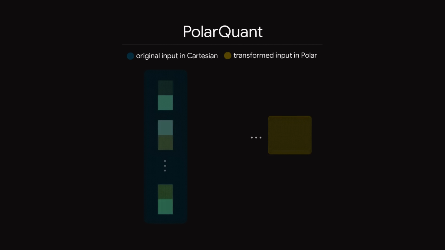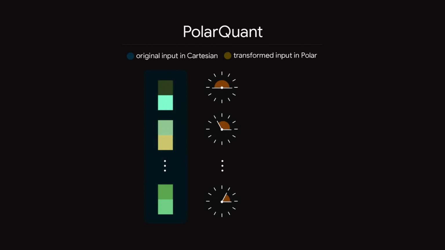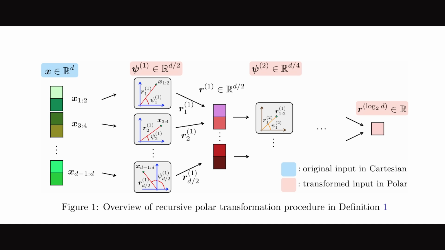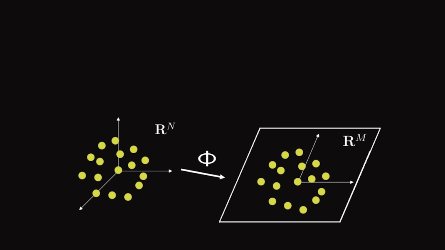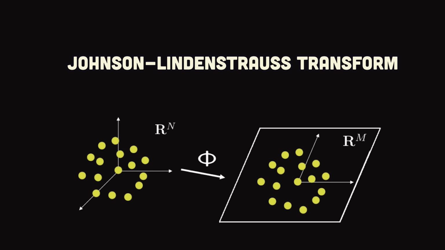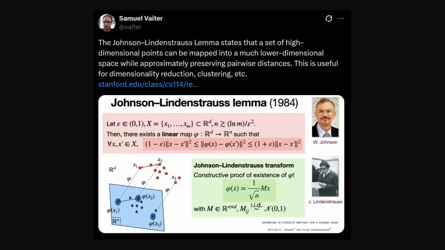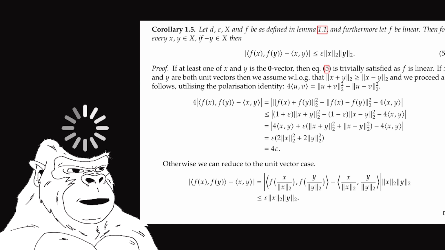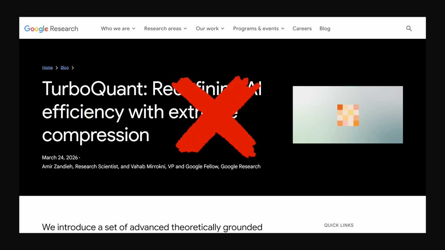First, it compresses data that's normally in an XYZ Cartesian coordinate system into polar coordinates that include a radius and angle. Because these angles follow a predictable pattern, the model can skip the typical normalization steps and store information more efficiently, thus reducing memory overhead. Then it uses this mathematical technique called the Johnson-Lindenstrauss transform to shrink high-dimensional data by compressing it down to single sign bits, +1, -1, while preserving the distances between these data points. Frankly, I'm too stupid to understand how the math actually works, but TurboQuant is actually not the secret behind Gemma 4's small models.